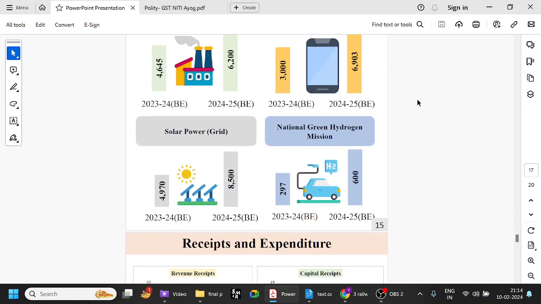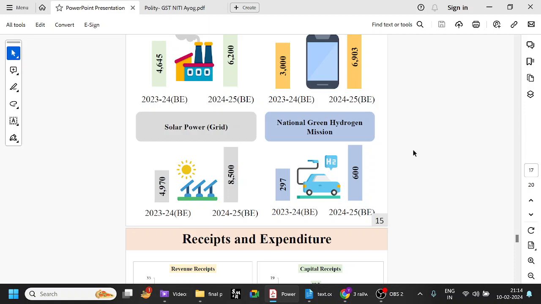Solar grid 8,500. As we have seen, we intend to become net zero by 2070, right? So we are taking steps in that direction. It has almost doubled. Observe this. Solar power went from around 4,900 to 8,500. So there has been a huge increase in the budget allocation to solar energy. Remember that it has almost more than doubled. That statement will come. You have to identify, and they may say it has more than doubled for wind energy, more than doubled for solar energy, or that it has declined. All those are wrong statements you have to identify.